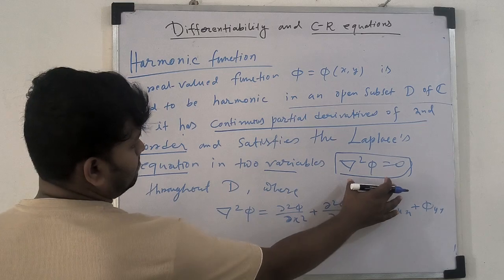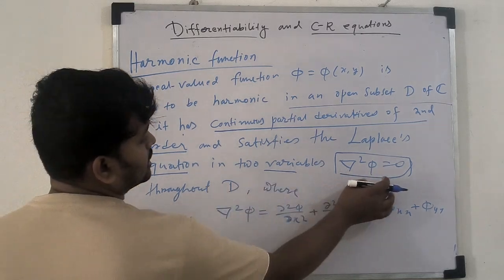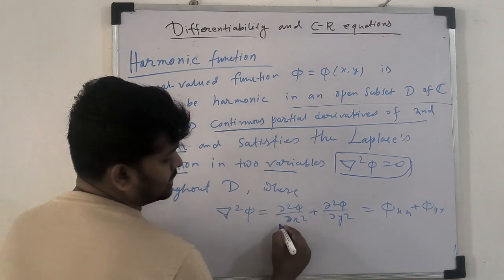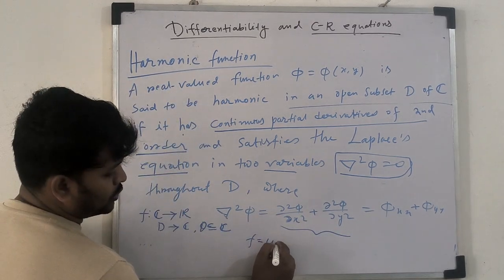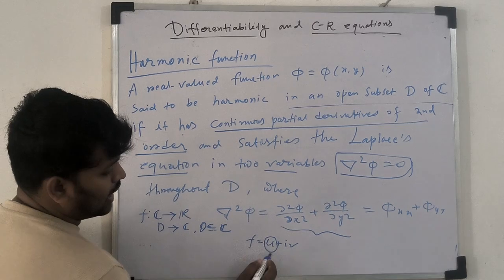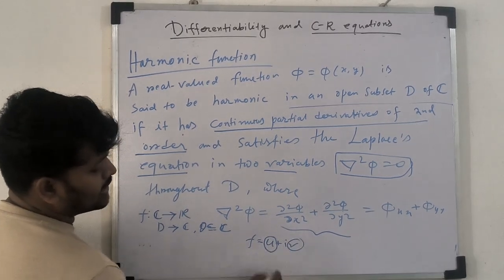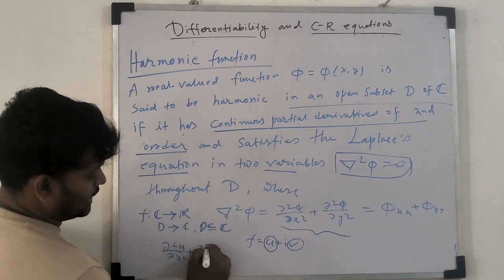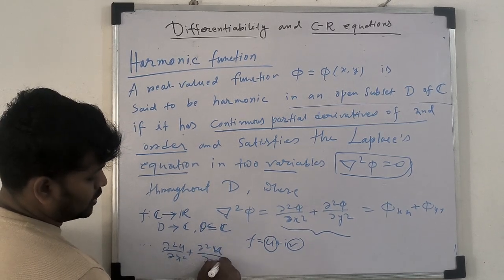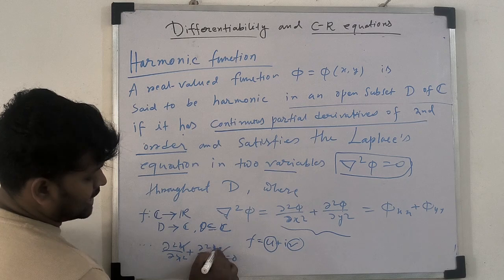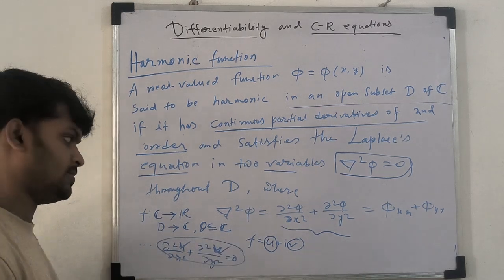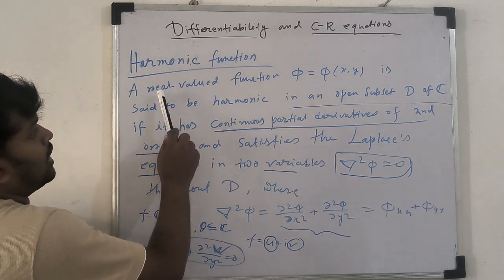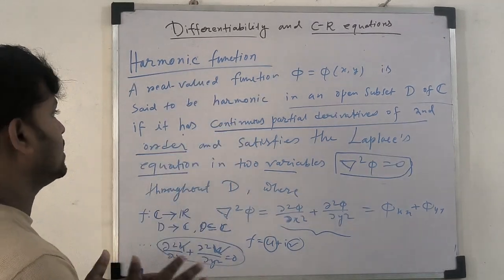So throughout, this Laplace equation is satisfied, where nabla squared phi is this. So f equal to u plus iv. We will say that u is a harmonic function whenever del squared u by del x squared plus del squared u by del y squared equals 0, and if v satisfies this, then v is a harmonic function. Okay. So this is called a harmonic function, the real valued function.